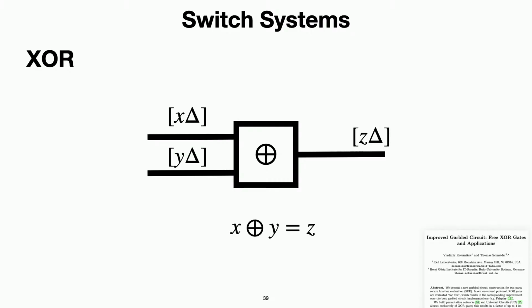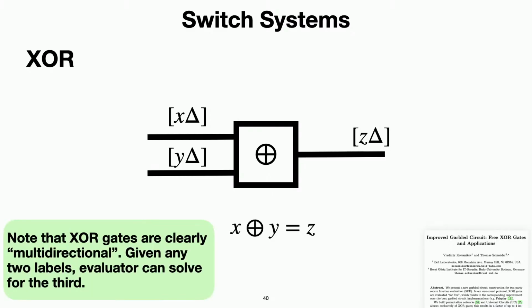Basically, because these things are additive secret shares of something times delta, you just add them together and you get the right thing. And I'd also like to point out that this is very obviously multi-directional, because if I know x delta and z delta, I can compute y delta, if I'm the evaluator. So again, the garbler is going to garble this thing from left to right. The evaluator, as soon as she gets values on any two wires, can solve for the third one just by doing XOR. Okay?